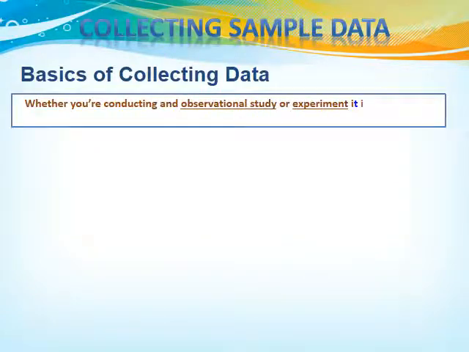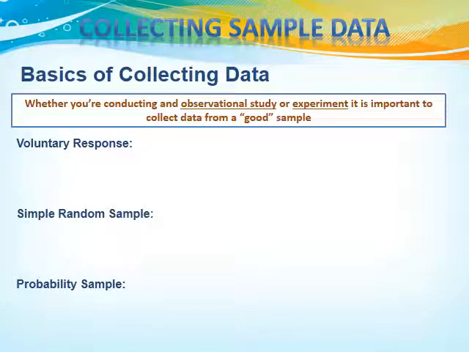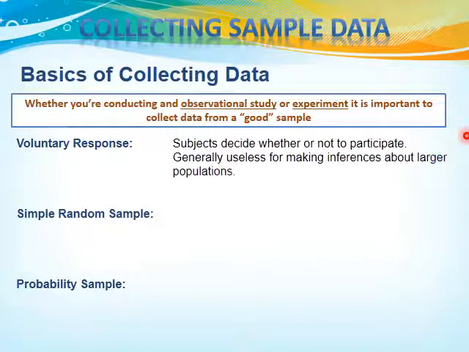So either way, whether we're conducting an observational study or an experiment, it's important that we collect our data from a good sample. Different ways of collecting a sample are a voluntary response sample, a simple random sample, and a probability sample. Fairly common. In a voluntary response sample, the subjects decide whether or not to participate. And we generally say this is useless for making inferences about larger populations.